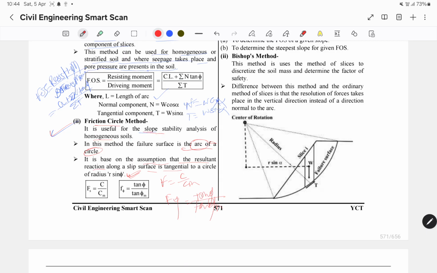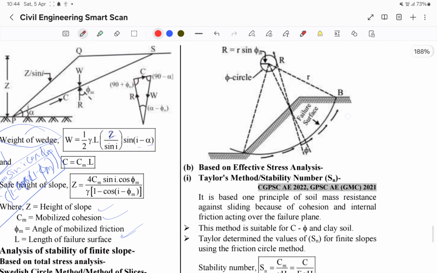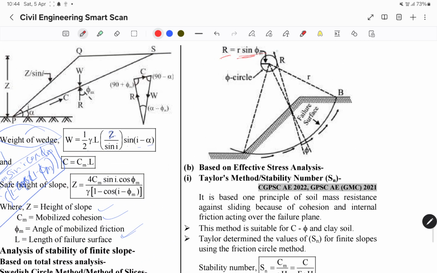Based on the assumption that the resultant reaction along a slip surface is tangential to the phi circle, capital R is equal to small r into sin phi.